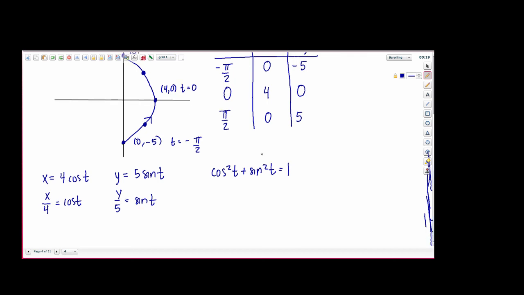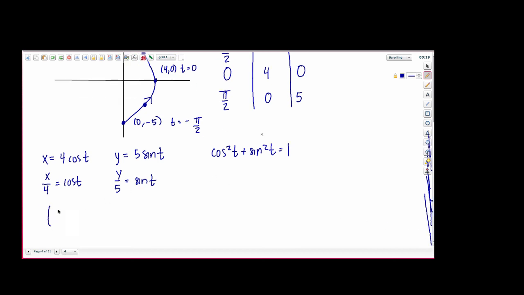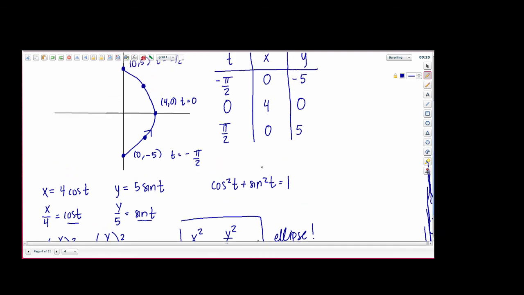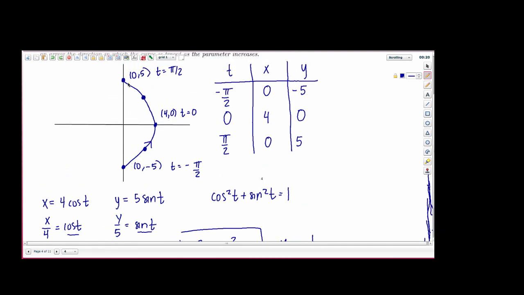So now I can use my cosine squared plus sine squared equals 1 and get, okay, (x over 4) squared plus (y over 5) squared. That's cosine squared plus sine squared, which is equal to 1. So we get for our equation x squared over 16 plus y squared over 25 is equal to 1. And we recognize that this is the Cartesian equation of an ellipse, which is what we got when we sketched our graph. So we see we get this curve that goes down to minus 5, up to plus 5, out to 4. So it's not a circle, it's an ellipse.